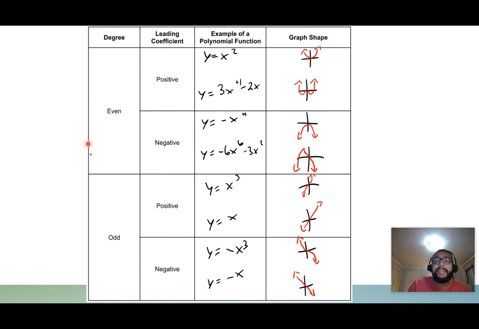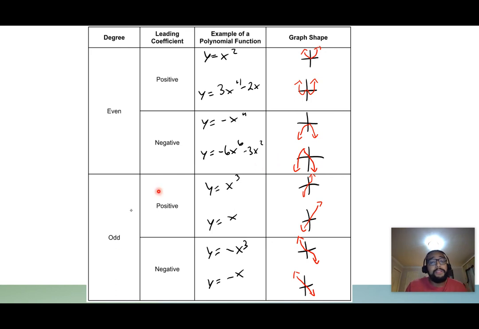The degree is the highest degree. The leading coefficient is the coefficient associated with our highest degree. This is just some examples I pulled up. The biggest thing here: with even degrees, the ends are going in the same direction. Both ends, left and right, will go in the same direction. It's our leading coefficient that determines if they're both going up or both going down.